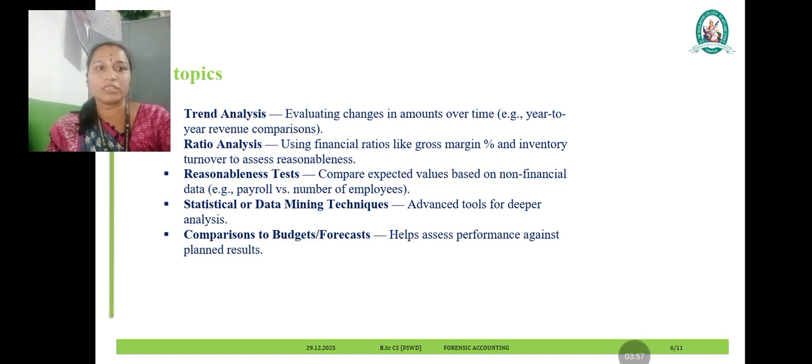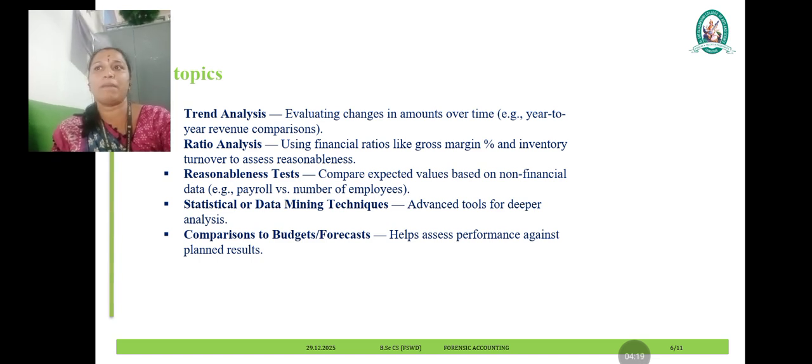Finally, forensic accounting helps us through trend analysis, ratio analysis, and reasonableness testing. Trend analysis finds sudden abnormal increases. Ratio analysis reveals gross margin inconsistency. The reasonableness test shows sales not matching production capacity. Each of these leads to deeper investigation and fraud detection.